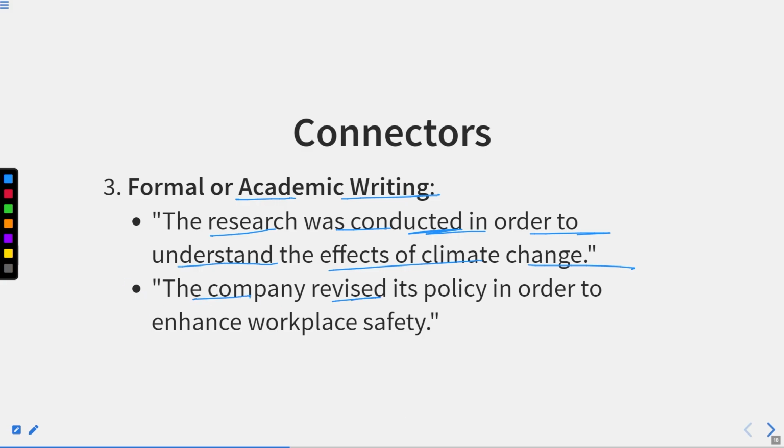Now, the company revised its policy in order to enhance workplace safety. So, what was the reason behind the company revising its policy? That is because they wanted to enhance their work safety.